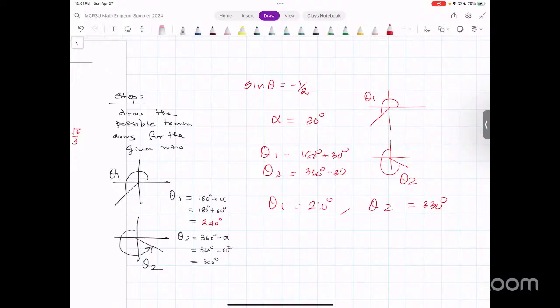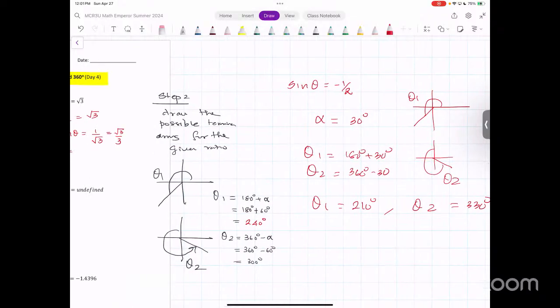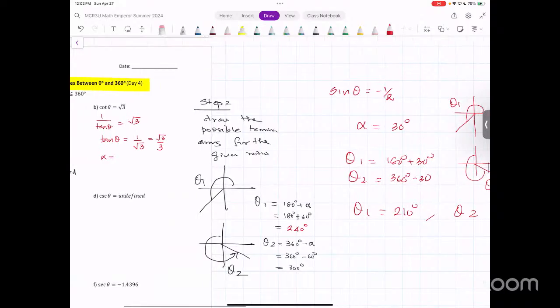So let's go back to Tivia. Tivia, what did you get? Tivia? For theta, I'm talking about, yes, the B.